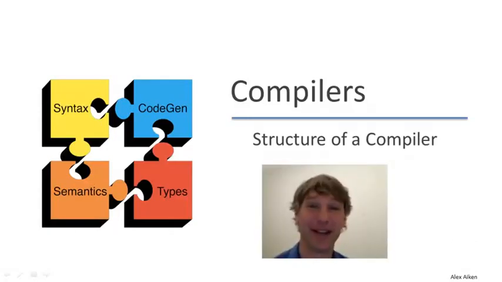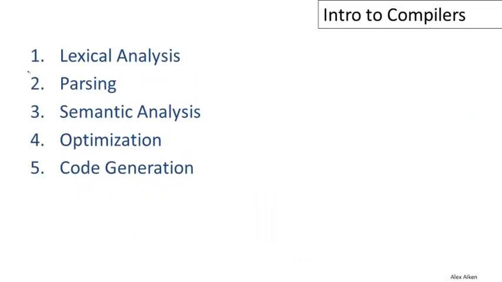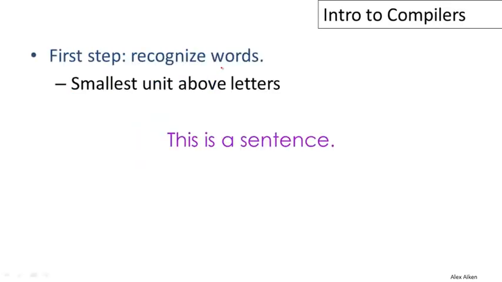Welcome back. In this second half of the lecture, we'll continue with our overview of the structure of a compiler. Recall that a compiler has 5 major phases: lexical analysis, parsing, semantic analysis, optimization, and code generation. And now we're going to briefly talk about each one, and we're going to explain how a compiler understands these with an analogy to how humans understand English.